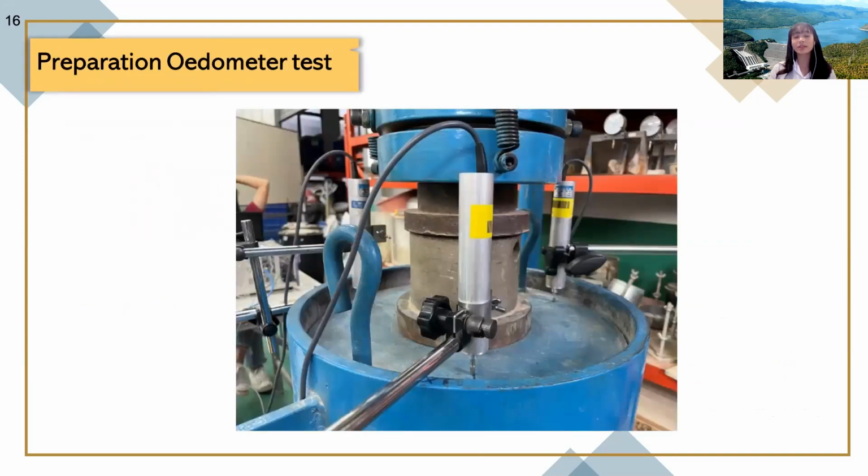After compacting all 3 layers, put the mold under the compression machine and cover the top of the mold with the lid to expand the loading area. Then place the LVDTs on the lid, set 120 degrees apart from each other and at equal distance from the center of the lid.